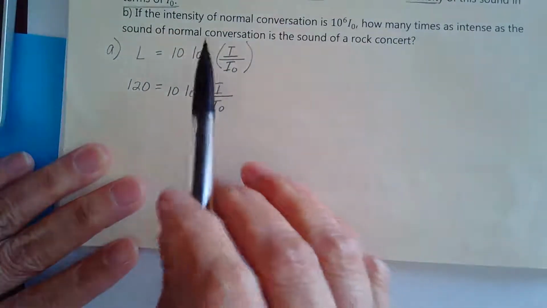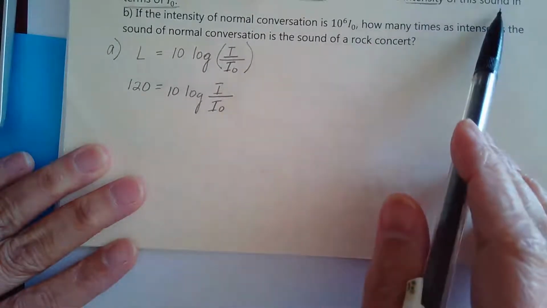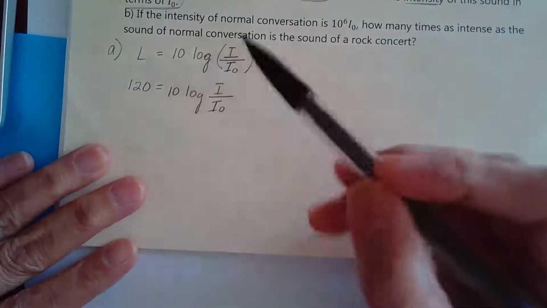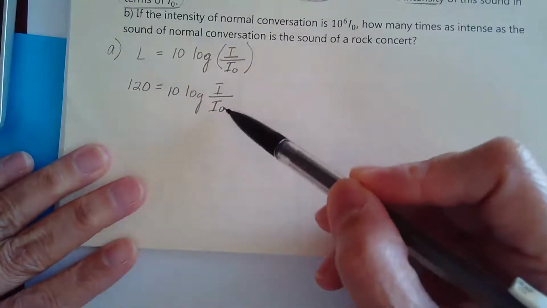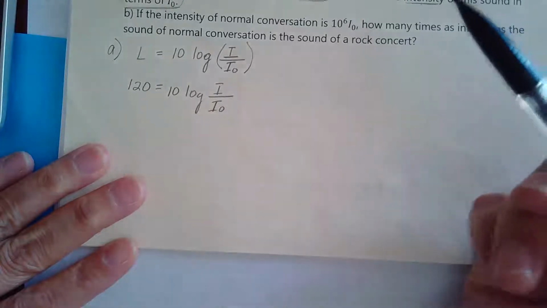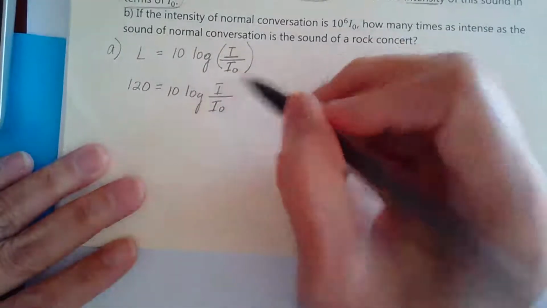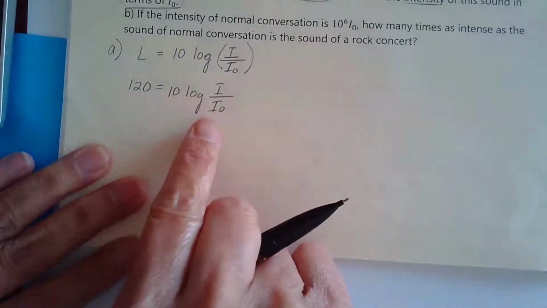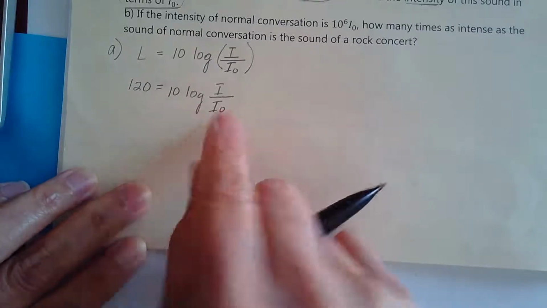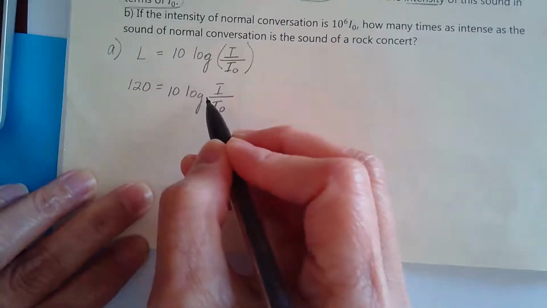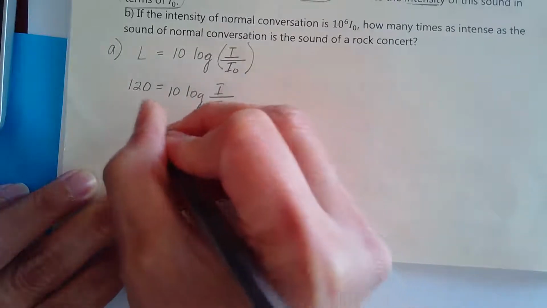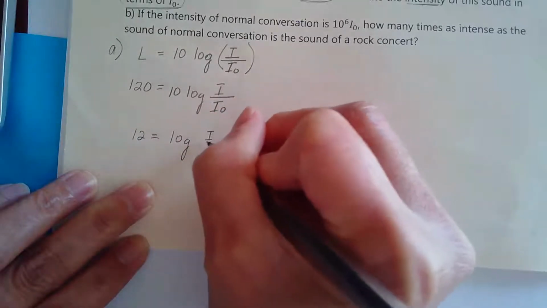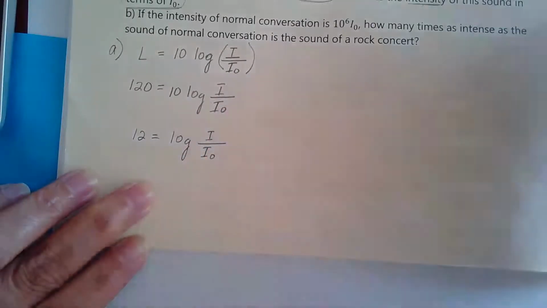When you look at this one, they said calculate the intensity of this sound, in terms of I naught. You're probably thinking, how can we solve this equation when there are two unknowns? Well, we're going to solve for I in terms of I naught. So the very first thing we're going to do is divide by 10 on each side of the equation. So we're going to get 12 equals log of I divided by I naught.